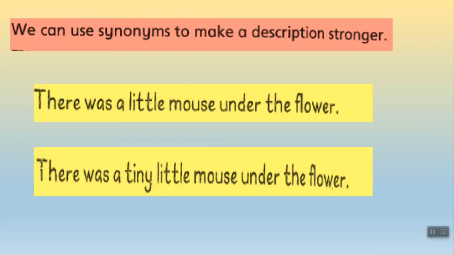Now look at the second sentence. There was a tiny little mouse under the flower. So the meaning here is what? The description is stronger than the first one. So this is the second thing that synonyms help us to do in writing. Yes, very good. The first one, what? What's the first one?